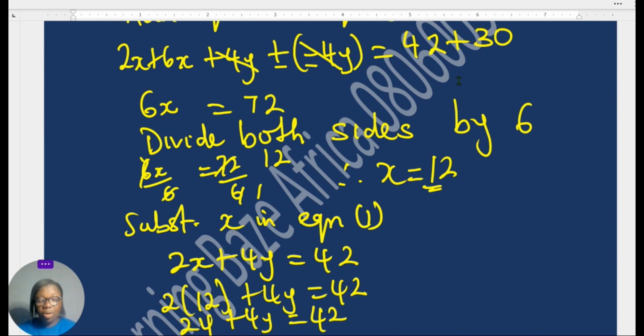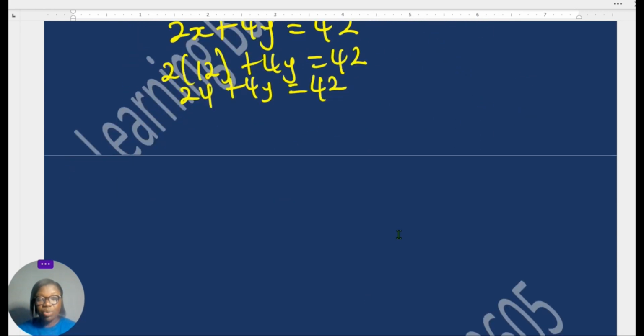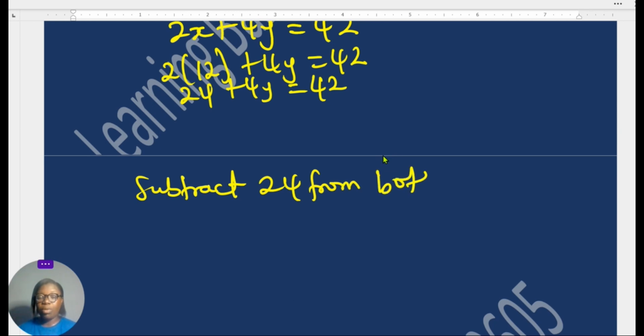So we'll continue solving. We have to collect like terms. 24 and 42 are like terms, so we have to subtract 24 from both sides. Now, why are we subtracting 24 from both sides? That's because 24 right here is addition. For us to eliminate 24 on the left and take it to the right, we have to subtract, which means when 24 gets to the right-hand side, it will become minus. So we'll be left with plus 4y.